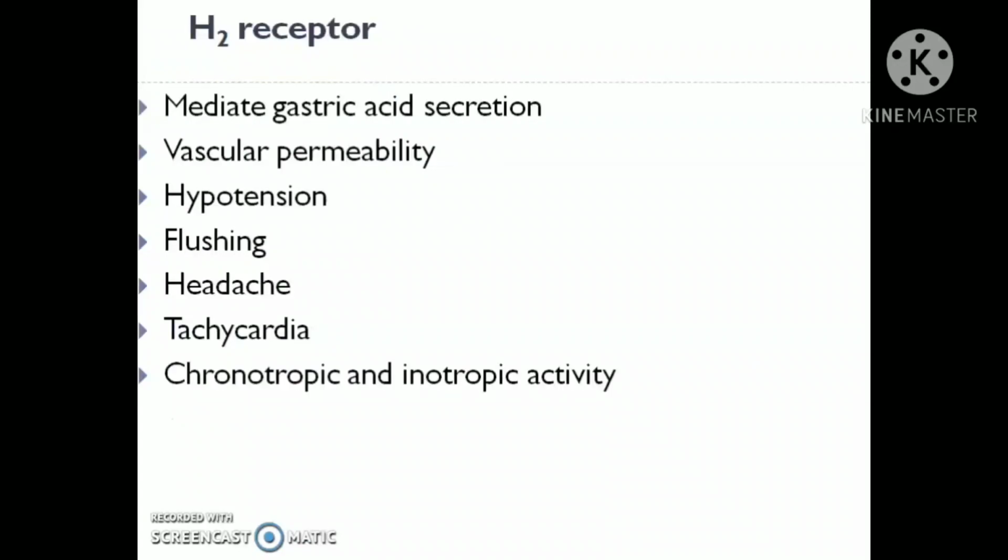And the increased vascular permeability is actually a combination of action of histamine on both the H1 receptors and the H2 receptors. So they produce increased vascular permeability, and as a result of that, hypotension, fall in BP can also occur. These are the actions of histamine on H1 and H2 receptors. So as far as antihistamines are concerned, they refer to the blockade of action of histamine on H1 receptors.